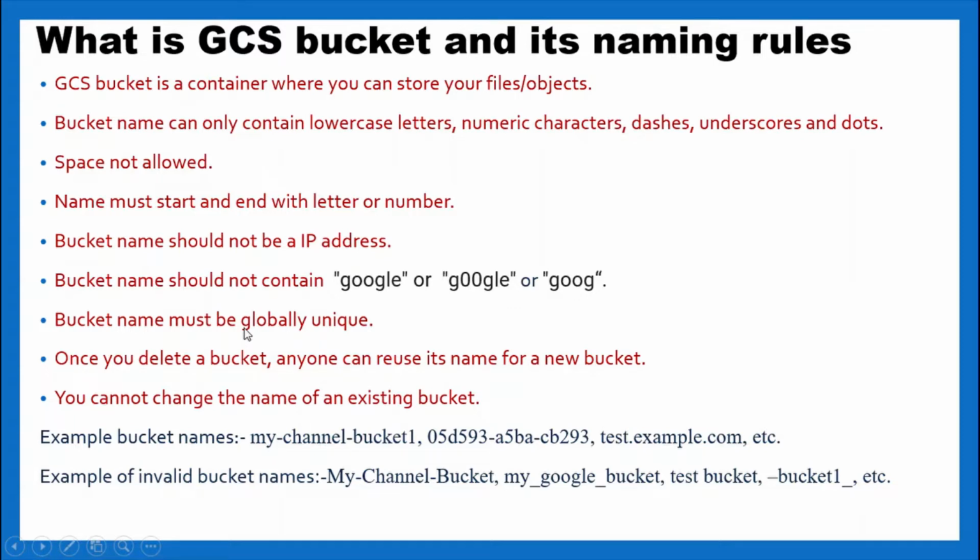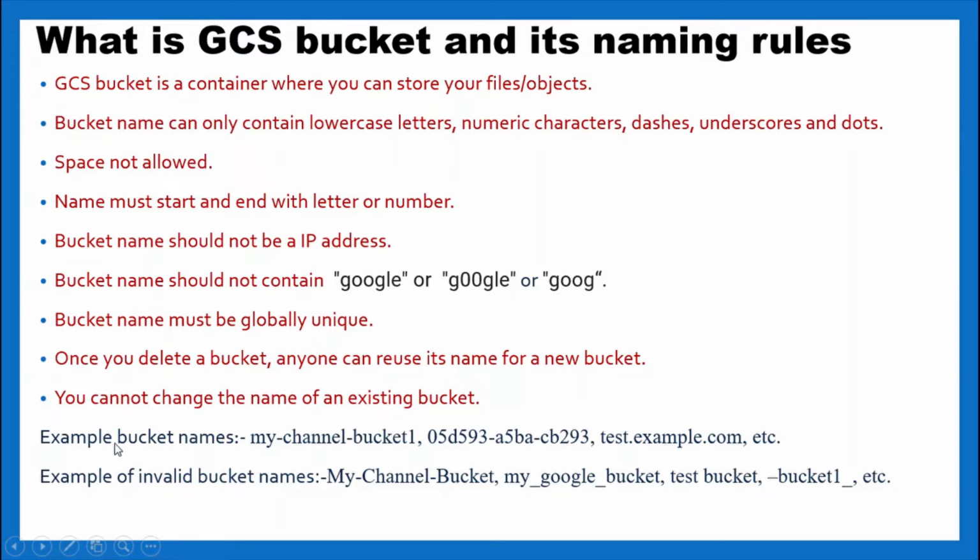If you try to create a bucket name which is already taken, the Google Cloud Console or the command line will give you an error, and you will need to choose some other name. So the bucket name should be globally unique. Once you delete a bucket, anyone can reuse its name for a new bucket, and you cannot change the name of an existing bucket. We can name the bucket only while creating it. Once the bucket is created, we cannot edit its name. So these are the naming rules for creating a bucket.